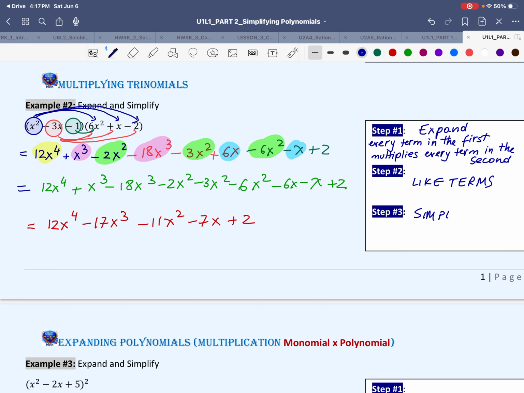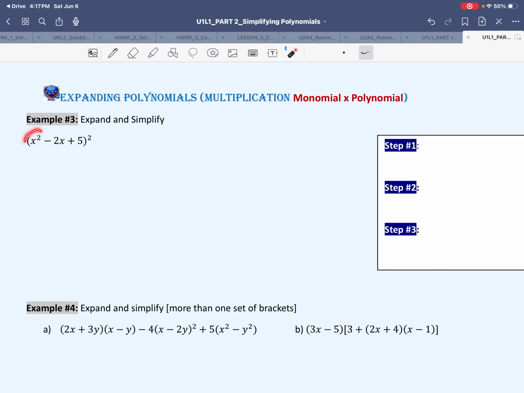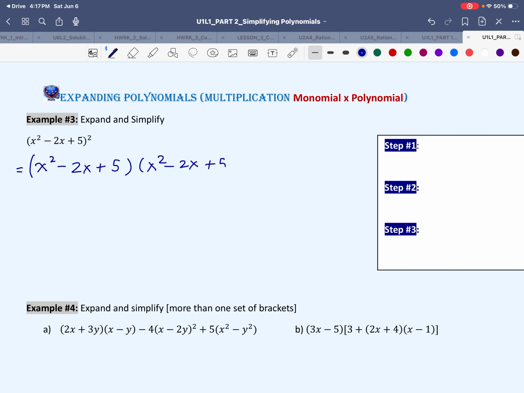Let's move on to our next example. So this time we have a polynomial brought to the power of 2. Now you probably remember the formula a plus b squared, so that was easy to remember and apply directly. But this is not an a plus b, so it's not 2 terms, it's 3 terms, so we have to take our time in here. And we'll rewrite this expression as x squared minus 2x plus 5 multiplied by x squared minus 2x plus 5. So there is no formula for this.